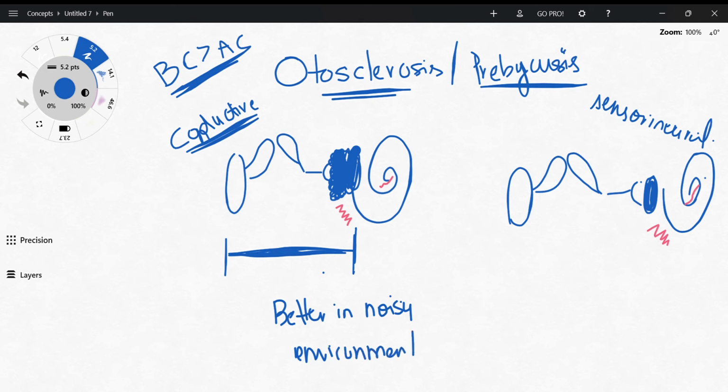compared to their baseline. This is because whenever they're in a noisy environment, the footplate of the stapes vibrates more forcefully, and it overcomes this problem of otosclerosis on its own. So they're going to hear better. They're going to hear high frequency sounds a lot better than low frequency. So this is typically considered a low frequency hearing loss, right?